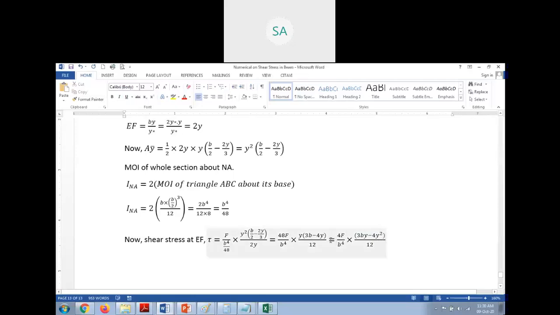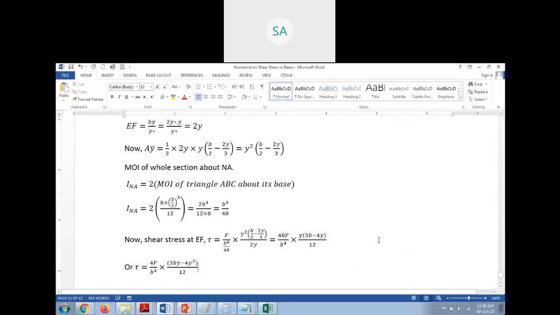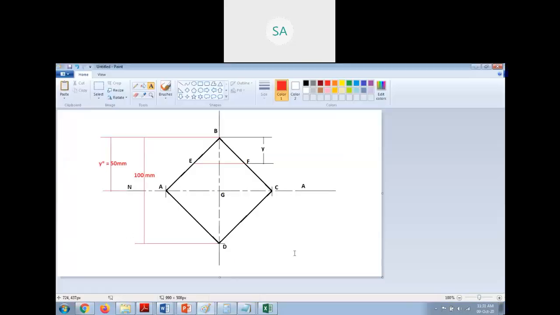Okay, I'll take this in the next line. Tau is equal to 4f by b raised to 4 into 3by minus 4y square by 12. Right? So using this equation, I'll call this equation 1. Right? I can find the shear stress at any... no, sir, sorry. The 12 gets cancelled with 48, no, sir.